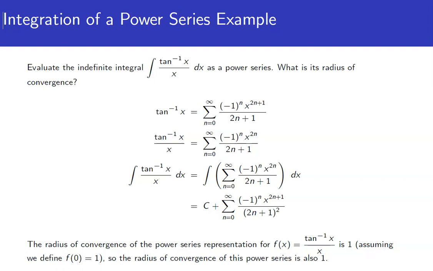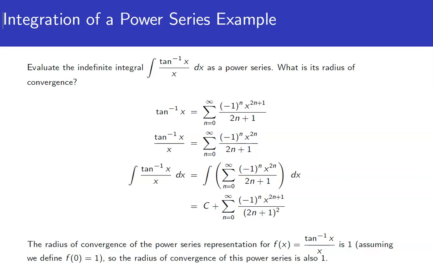In order to do this, we'll start with our power series representation for inverse tangent of x, which is the sum from n equals 0 to infinity of negative 1 to the n, x to the 2n plus 1 over 2n plus 1. If we divide by x, we get the sum from n equals 0 to infinity of negative 1 to the n, x to the 2n, because it'll just kill off that plus 1 piece in the exponent, and then divide by 2n plus 1.